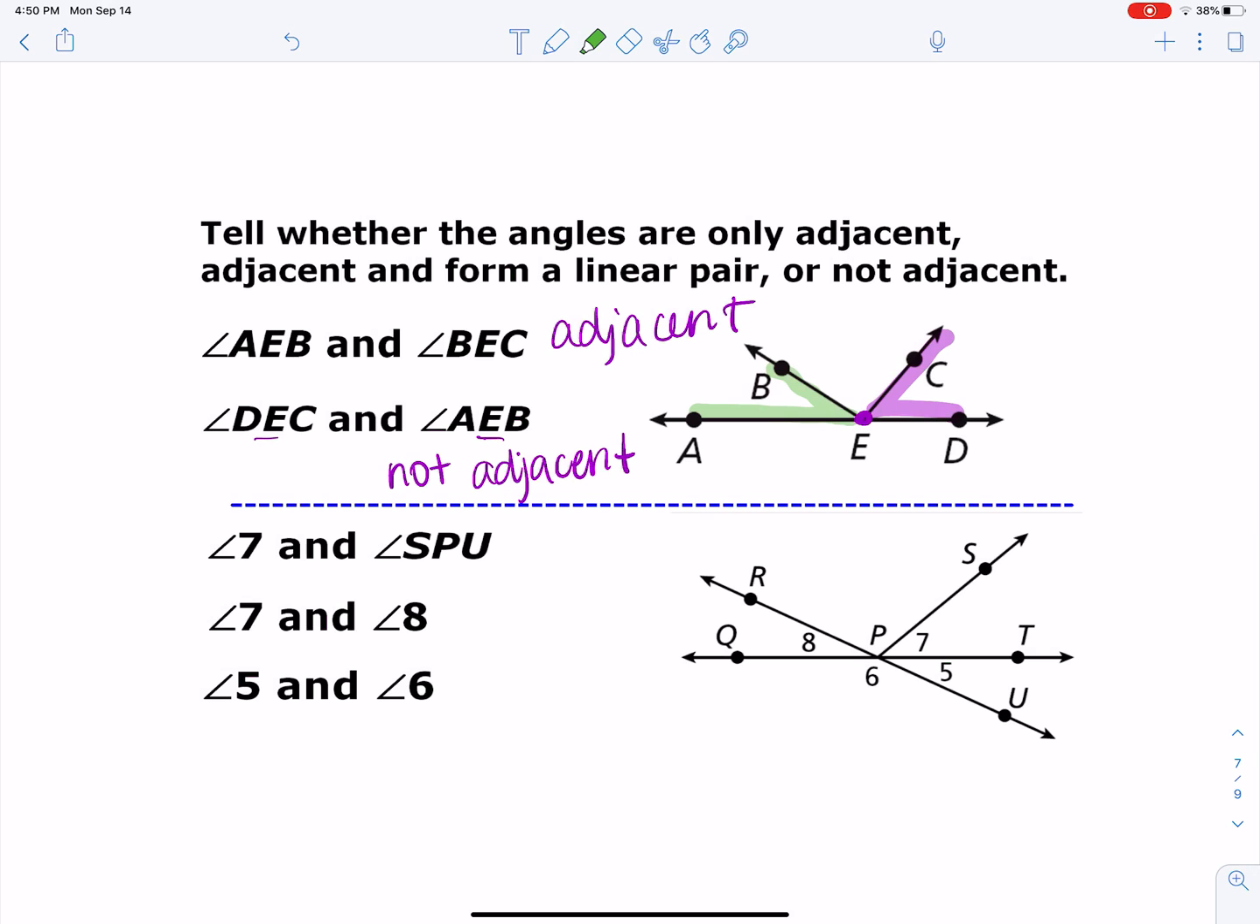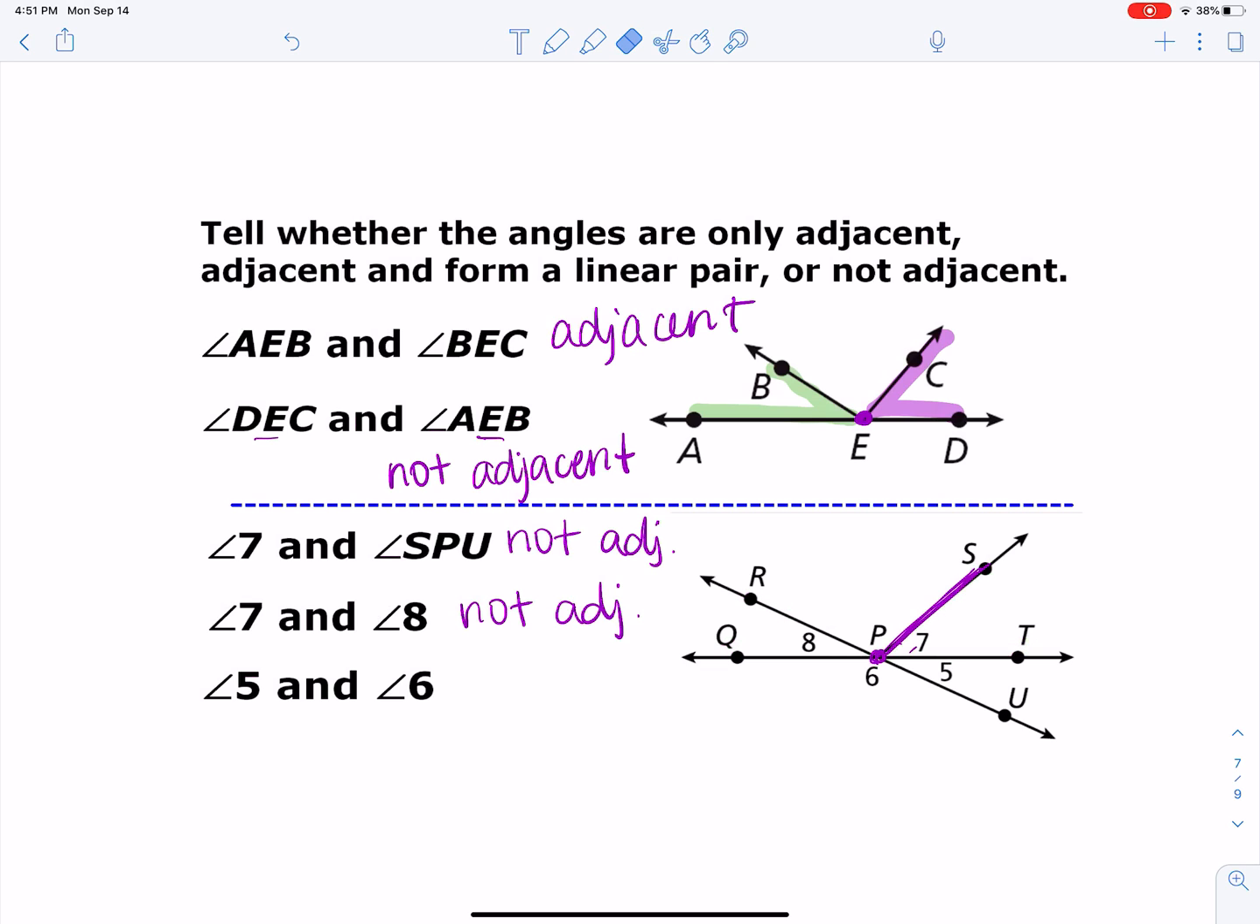Angle 7 and angle SPU. They do share a side, PS, but the green angle is completely inside of the purple angle, so those are also not adjacent. Angle 7 and angle 8, the same problem as the top picture. They share a vertex, but they don't share a side, so also not adjacent.